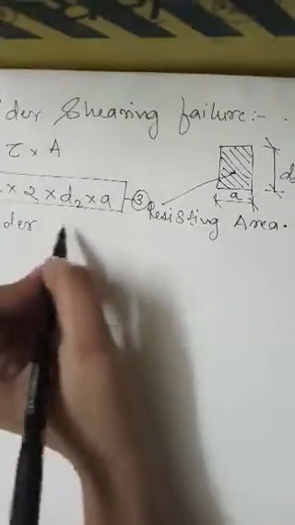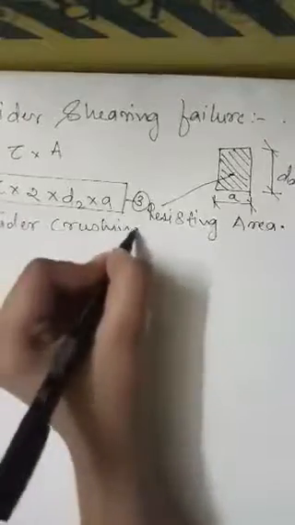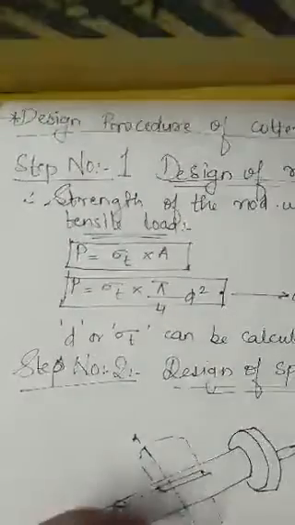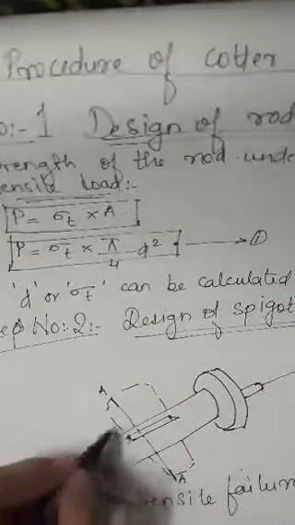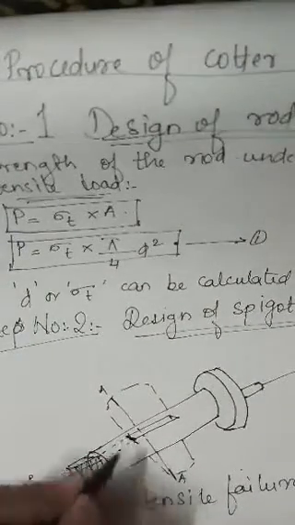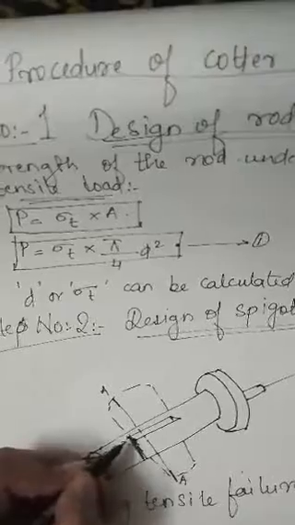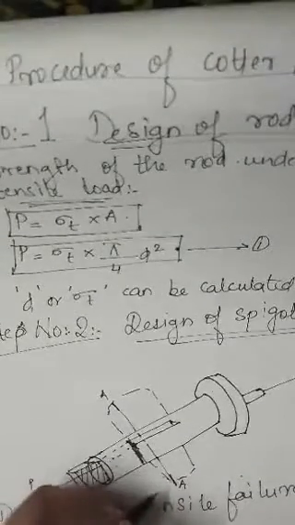Now for part number 3, here we will consider crushing failure. In crushing failure, what will happen basically is that there will be surface contact of the cotter with the inner portion, with this inner wall of the hole. So there will be a formation of powder.